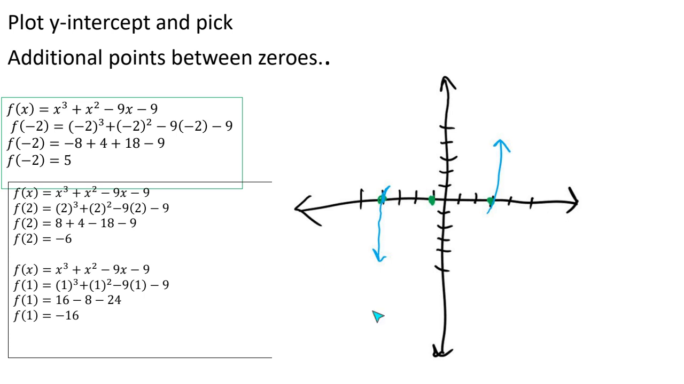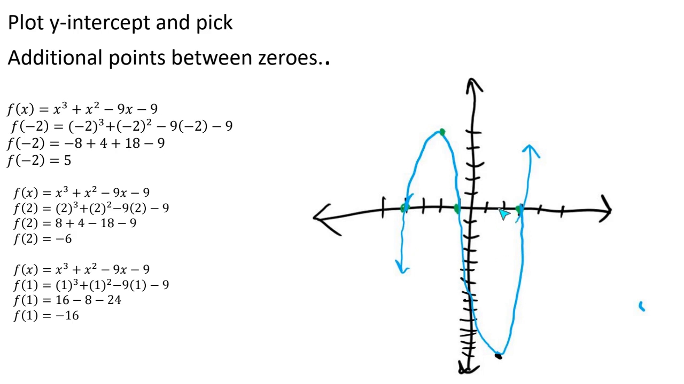If we find points between the zeros, that would be helpful. So I'm going to use -2. If we input -2 cubed plus -2 squared minus 9 times -2 minus 9, then we get a 5. And if we do a +2 on this side, then we end up with -6. And then I also tried 1, that gave me a -16. So if I plot those, -1 is down here, and our graph would look something like this.